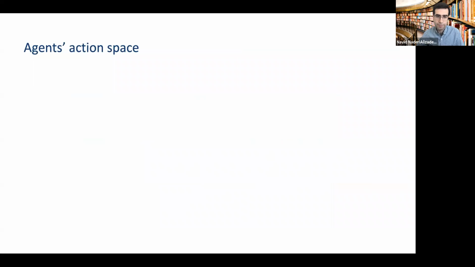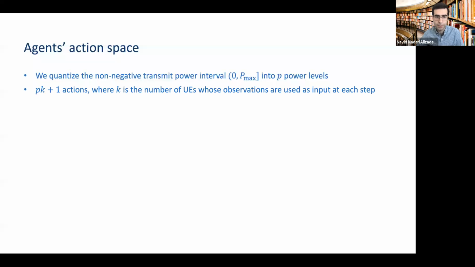Okay, so in terms of the action space, we consider a discrete action space here where we quantize the non-negative transmit power interval. Just to recap, we have this maximum power constraint of P max. This open interval of 0 to P max, we quantize, potentially non-uniformly if you want, into P power levels. Then we have PK plus 1 number of actions potentially, where K is the number of UEs that we focus on for each agent at each time step.